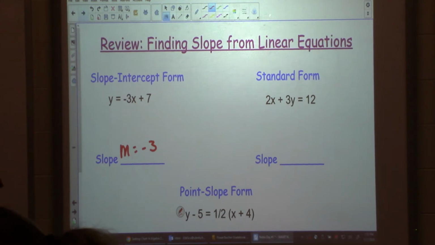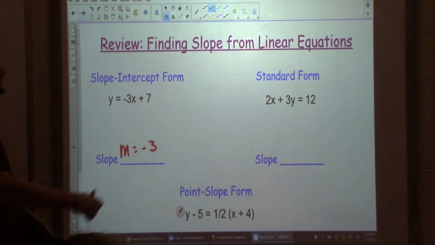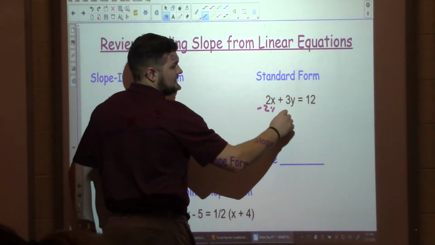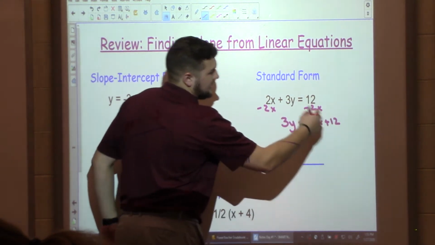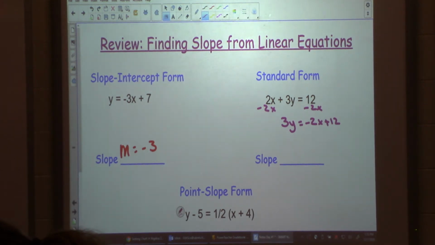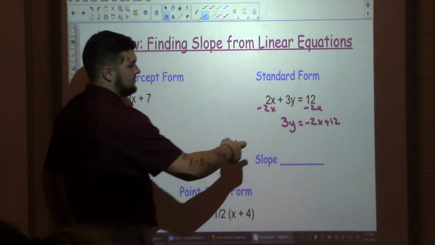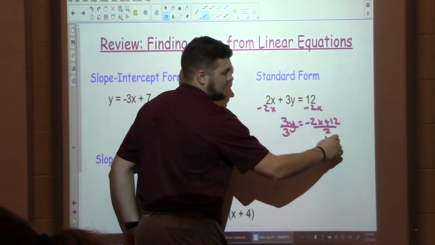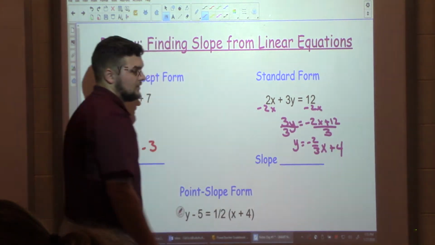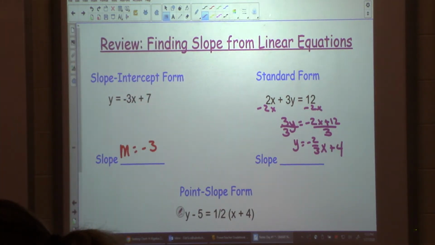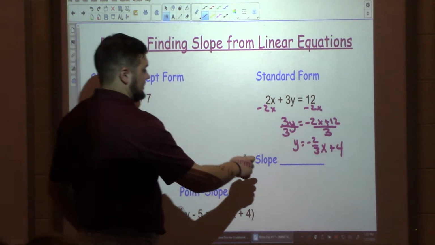Alright, standard form, 2x plus 3y equals 12. Who's got the slope for this one? Negative 2 over 3. How'd you get negative 2 over 3? Subtract out 2x to make it a y equals mx plus b equation. Good. Get it to say y equals mx plus b, right? Our standard form, that ax plus by equals c, doesn't actually have the slope in it. So we need to make it into one of the other forms that we know has slope. So y equals negative 2/3 x plus 4. Slope intercept form now, and I know that negative 2/3 would be my slope.